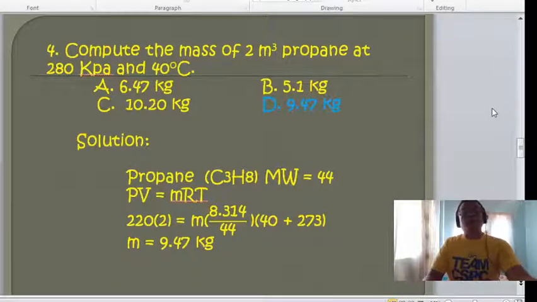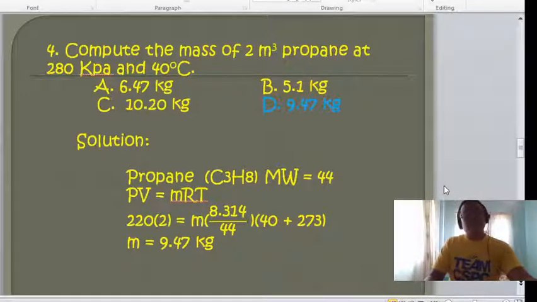Compute the mass of 2 cubic meter propane at 280 kilopascal and 40 degrees C. Again, class, without knowing the molecular weight, we cannot answer this problem. For propane, C3H8, carbon is 12 times 3 is 36, plus H is 1 multiplied by 8 is 8, that is equal to 36 plus 8 equals 44. Again, PV equals mRT. Substituting values, the mass of the propane is equal to 9.47 kilograms.